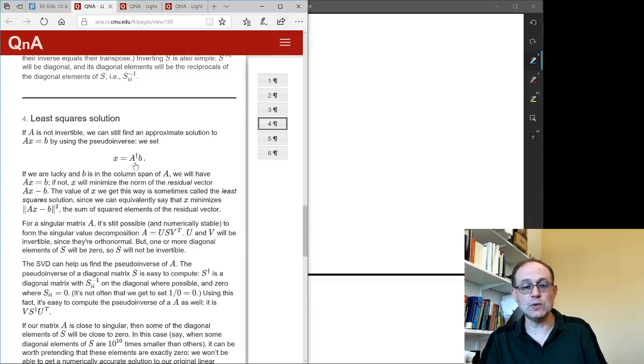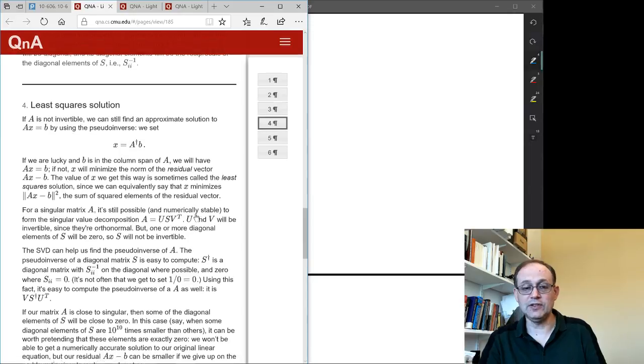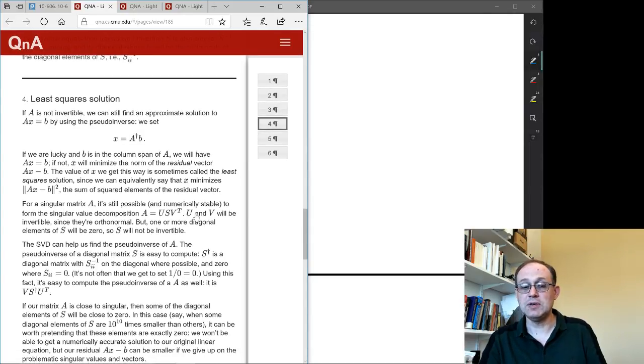If we set X equals A pseudo-inverse times B, then one of two things will happen. If we're lucky and B is in the column span of A, then we'll actually get a solution, AX equals B. And if not, in other words, if there's no way to get AX equals B, we'll get something that minimizes the norm of the residual vector, the difference between AX and B. So this is sometimes called a least squares solution because it minimizes the norm squared of AX minus B, which is the sum of squared elements of the residual vector.